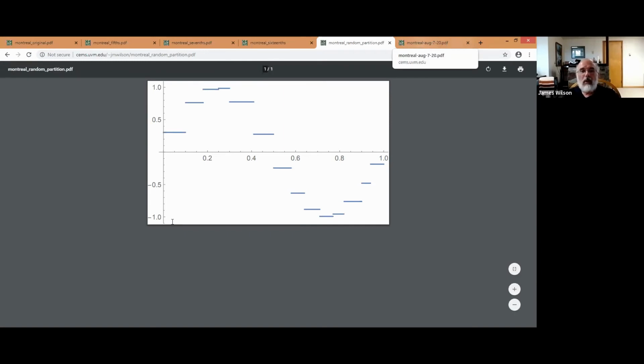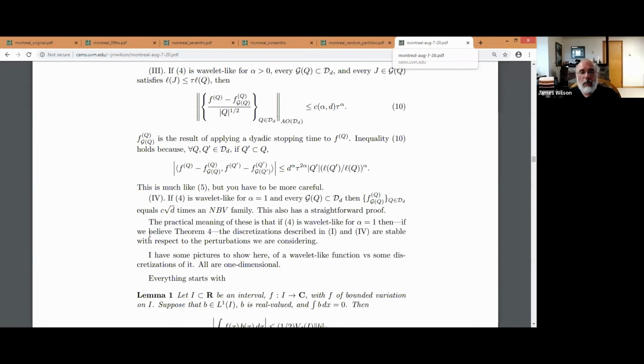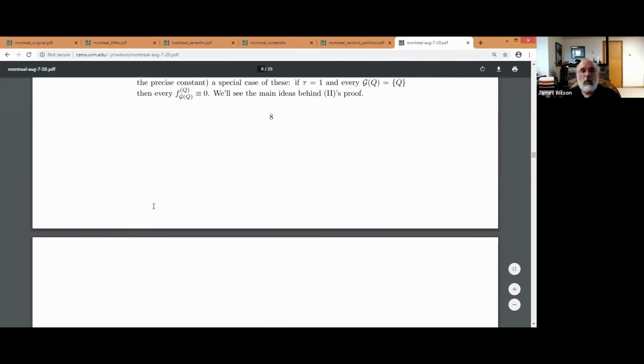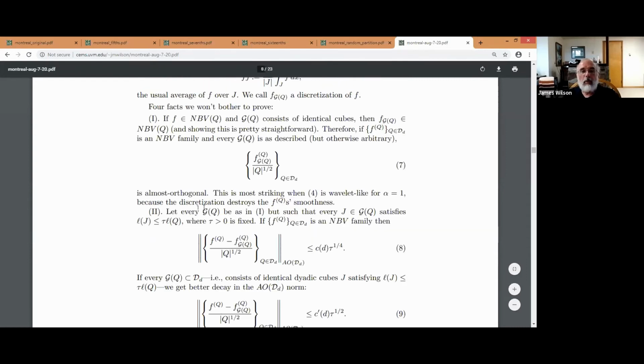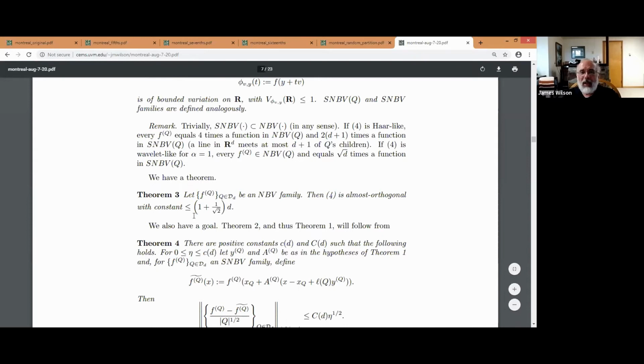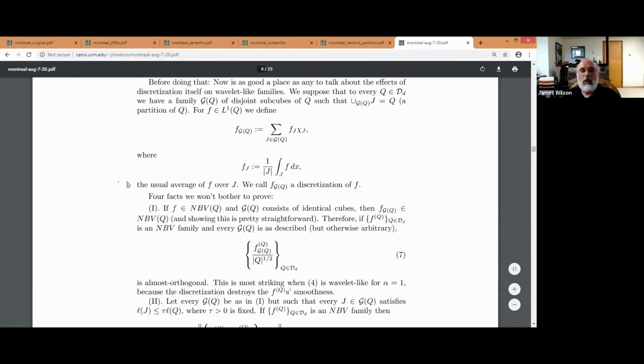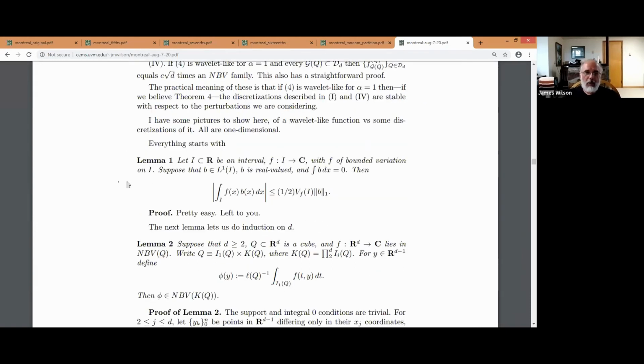All right. What I said I was going to prove back here is Theorem 3. I'll prove this, and that will basically contain most of the ideas that go behind everything else. Then I'll try to show Theorem 4, at least in one dimension. Theorem 3 was the one about the basic almost orthogonality result for NBV families.